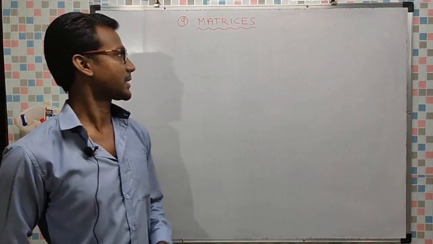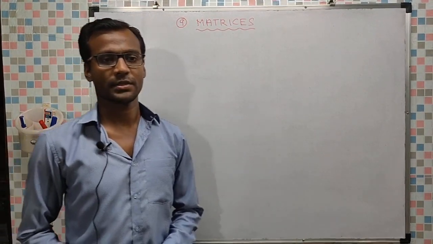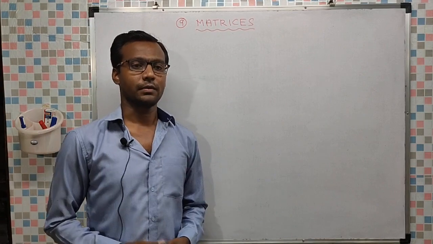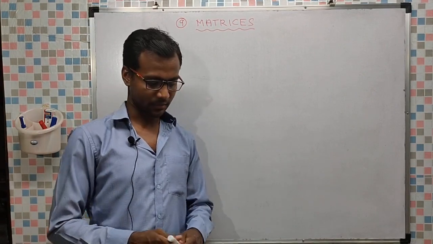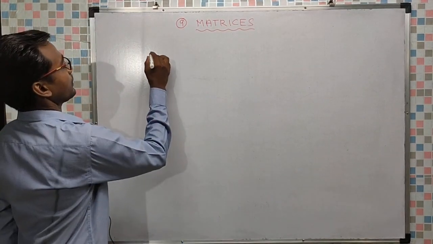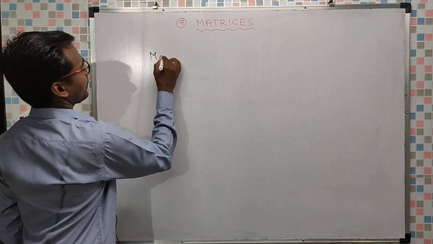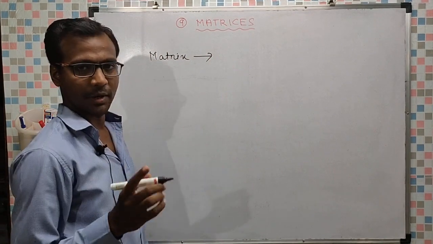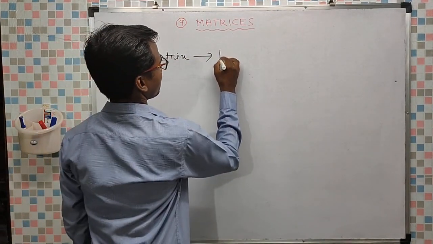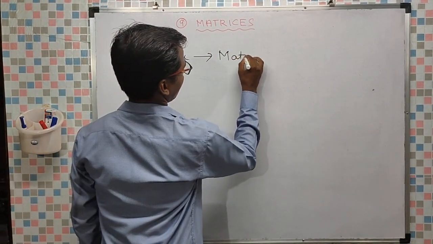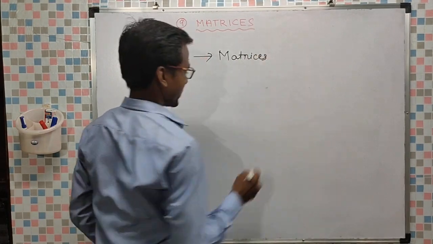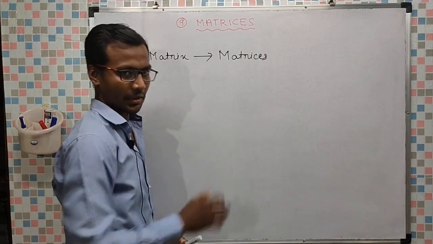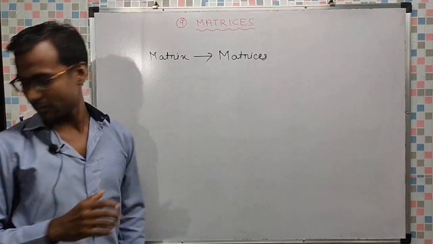Today's topic is matrices of class 10, chapter number 9. First you have to understand what is a matrix. Singular is matrix, plural is matrices. Okay. Remember, singular is matrix, plural is matrices. First we'll go for matrix.